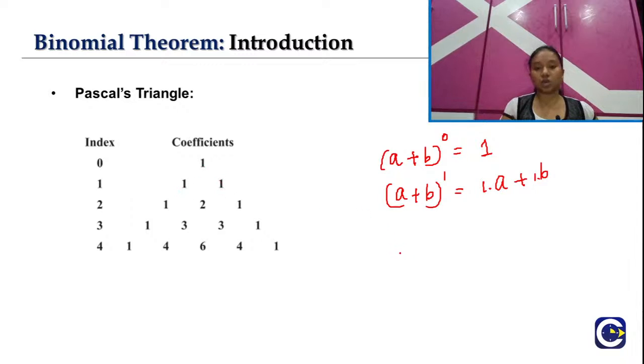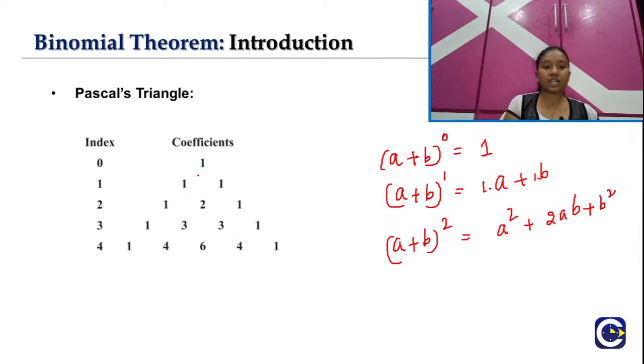And for (a + b) whole square, a square plus 2ab plus b square. That is nothing but here 1, 2 and 1. Right. So we can write that. So this one will be splitting like this. So if we know for index 0 it will be 1, so we can form like a triangle.